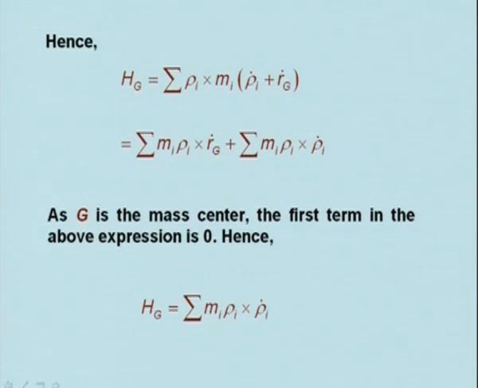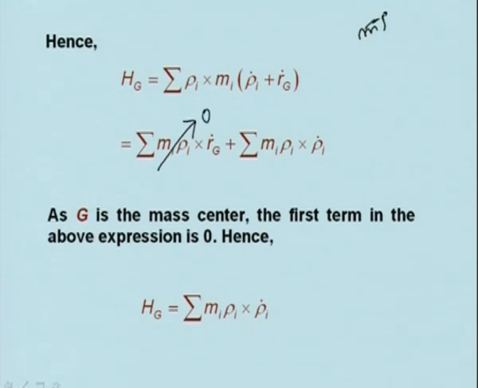As in this case g is the mass center, the first term in this expression is 0, because if you do the summation of mi rho i, that will be the total mass times the distance of the center of mass from that point, so it is 0. So this portion goes to 0.